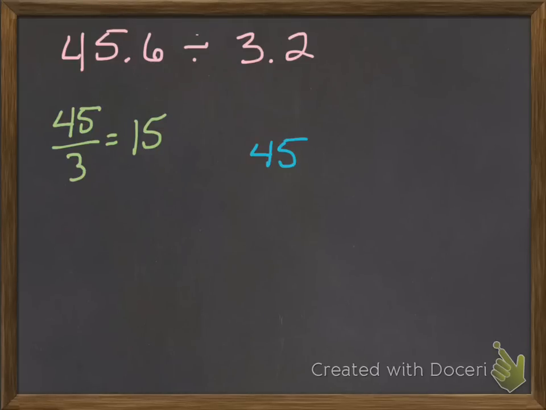So now I'm going to write out my 45 and 6/10, and that's going to go inside, and the 3 and 2/10 is going to go on the outside. Now I can't bring my decimal straight up because I have a decimal on the outside, so I need to make sure I move that first. And remember, what I do to the outside, I must do to the inside. So I'm going to move that decimal, and that's going to be where my new decimal place value is. So I'm going to bring that straight up from there. So this is where my decimal is going to be located in my answer.